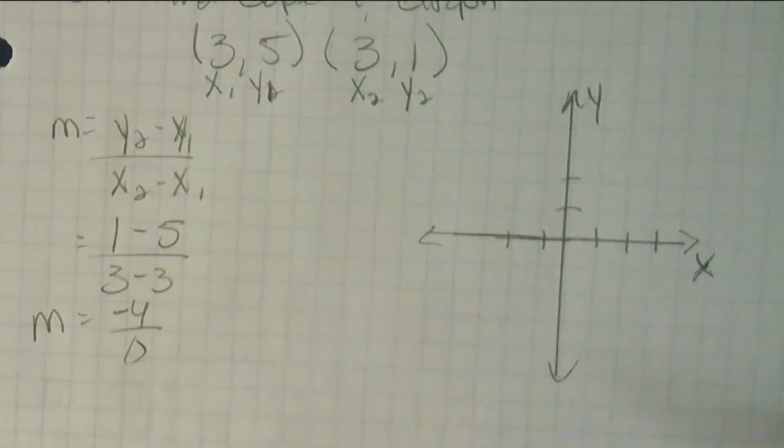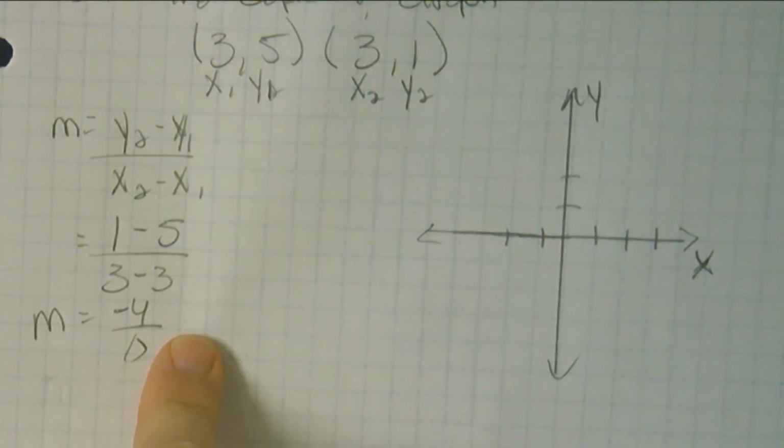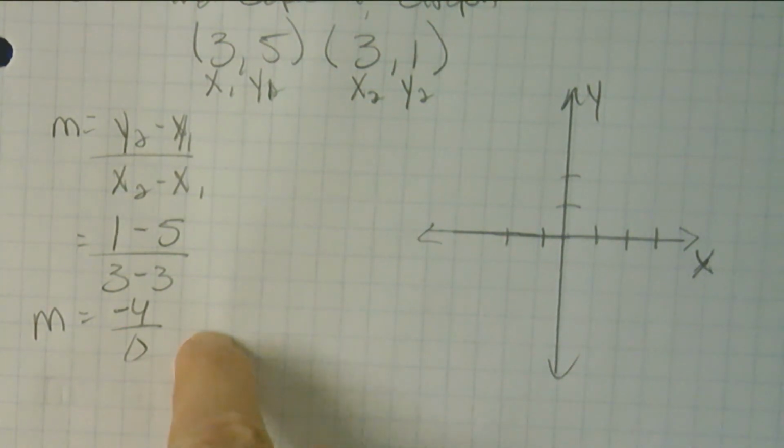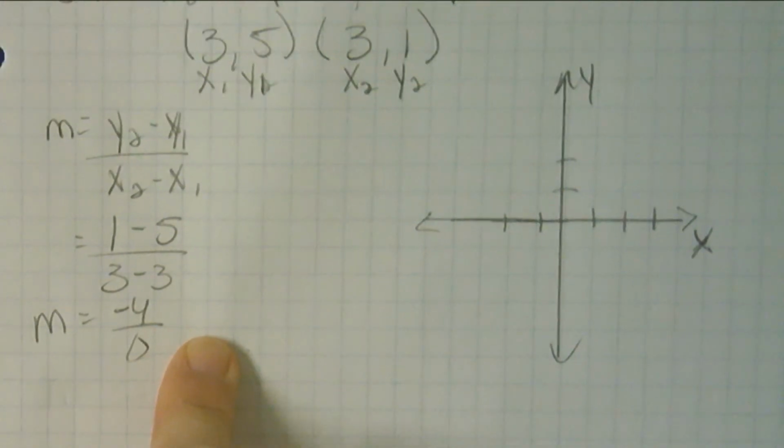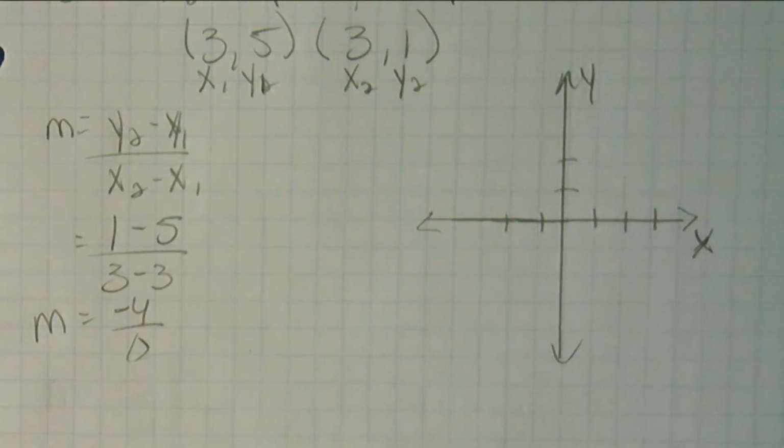How many of you guys either got positive 4 or negative 4 over 0? Okay. Does this slope equal 0? Can I say m equals 0 here? Seamus, you're shaking your head no. Why not? Can I have 0 as a denominator? What do we call those fractions when we have 0 in the denominator? Does anyone know?